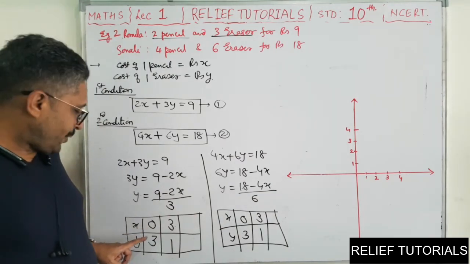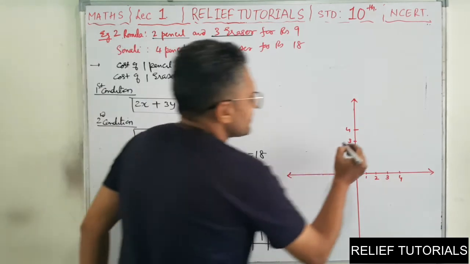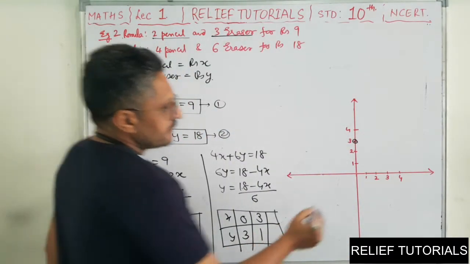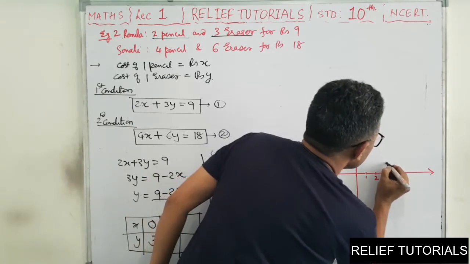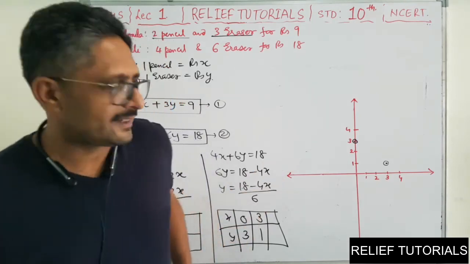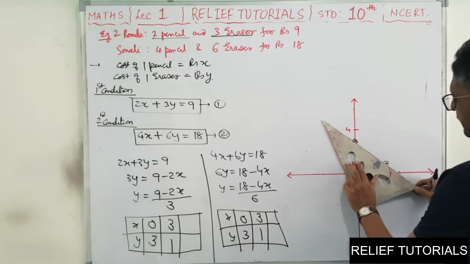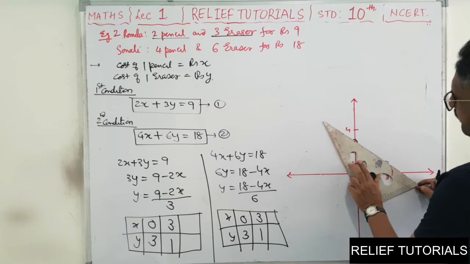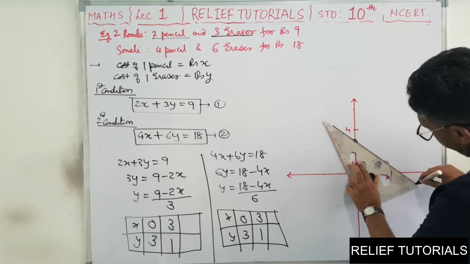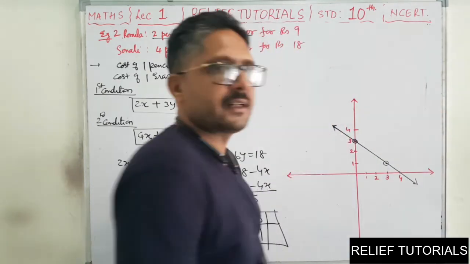Now the x coordinate is 0. The point is on the y-axis. 0, 3. See, you got it? The x coordinate is 0. The point is on the y-axis. So this is the point. x is 3, y is 1. So this is the point. Here also the same, 0, 3 and 3, 1. You will get the same points. Draw the line.